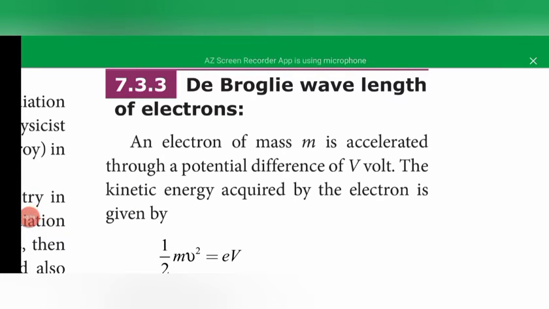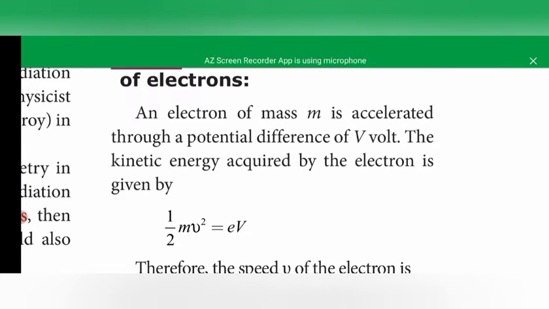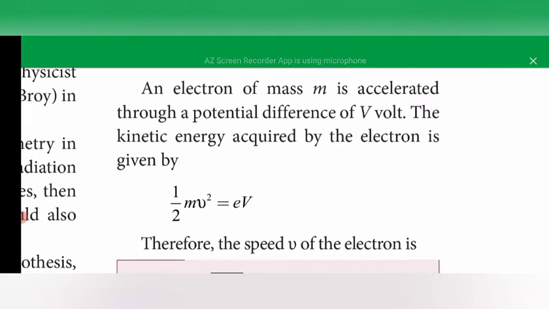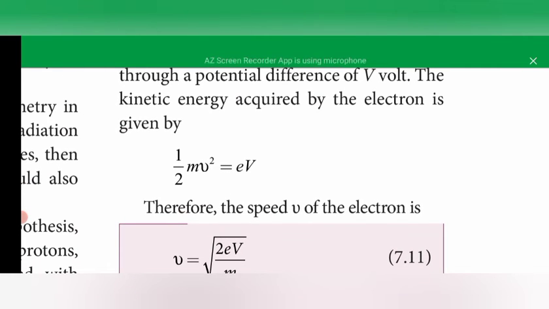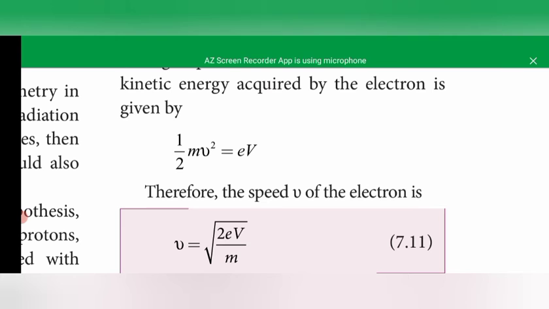And the next one, the de Broglie wavelength of electrons. Here let m be the mass of the electron, accelerated through a potential difference of V volts. So the kinetic energy is produced. The electron is given half mv square is equal to eV, because the potential difference in electron volts gives the kinetic energy acquired by the electron, which is half mv square. According to the law of conservation of energy, both values are equal. So half mv square is equal to eV.